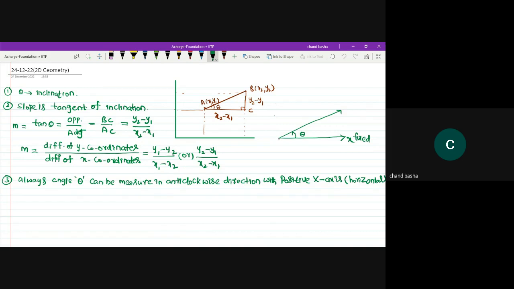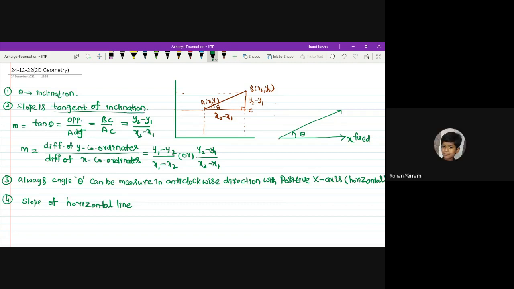And sir, what happened to the inclination of a horizontal line, the line which is parallel to the x-axis? Point number 4, slope of horizontal line. Sir, what's the difference between slope and inclination? Inclination is an angle, slope is nothing but tan of that angle.